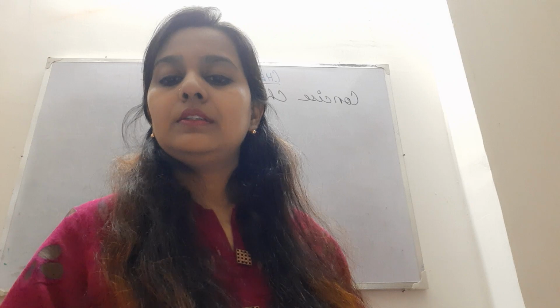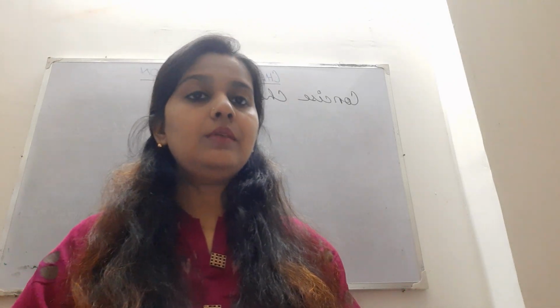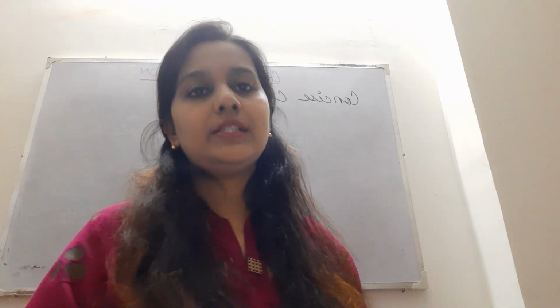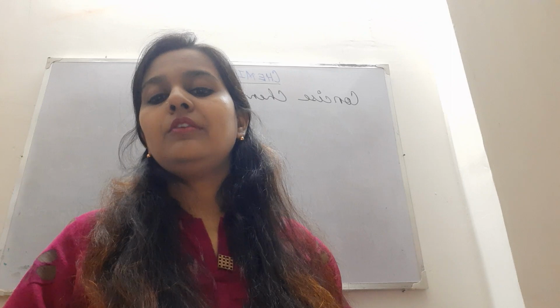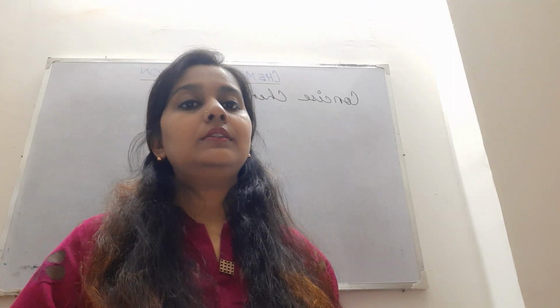And then zinc chloride from zinc. So zinc plus HCl provides us with ZnCl2 plus H2. Over here I think 2 HCl will be written. Ammonia from nitrogen. So N2 plus 3H2 gives 2NH3.